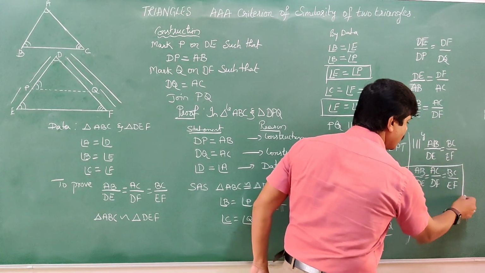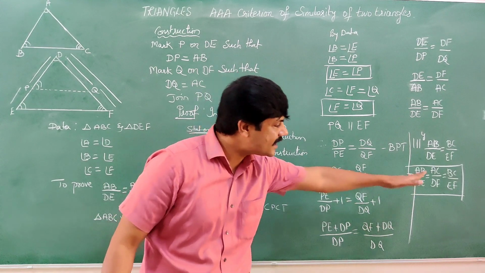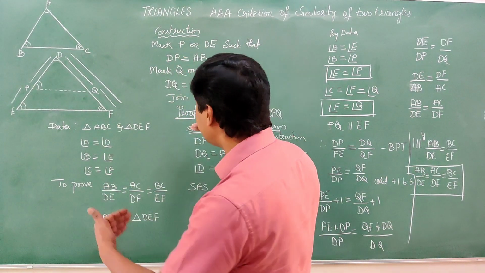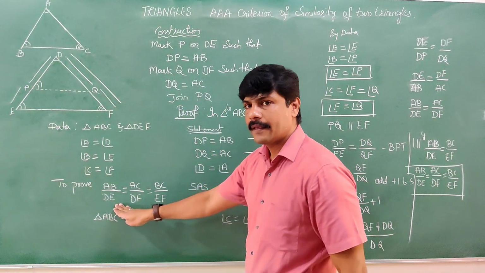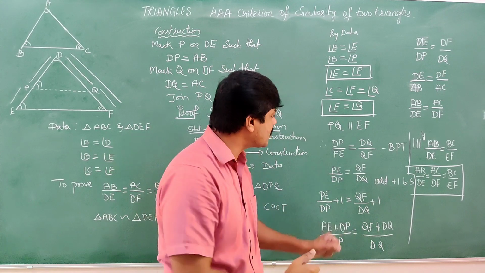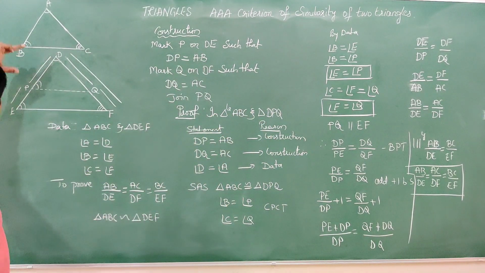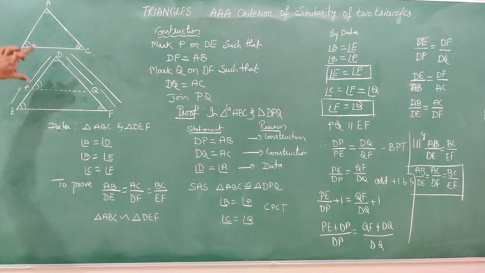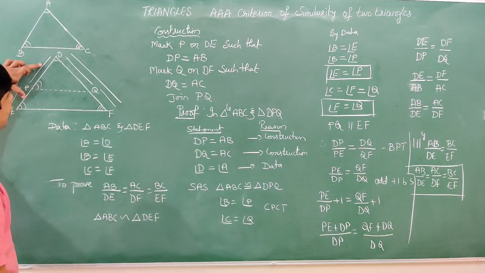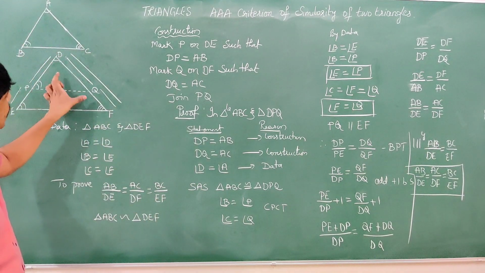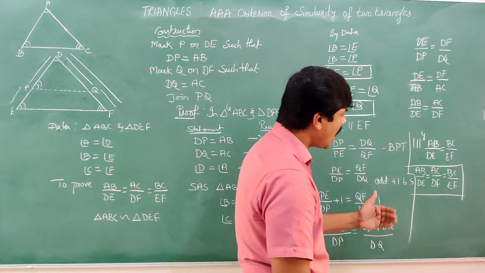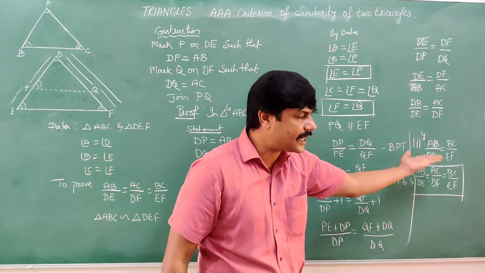And this is what we wanted to prove. What is the meaning? The meaning is that the corresponding sides are in the same ratio. Which are the corresponding sides? AB and DE are the corresponding sides, and they are in the same ratio. Take AB by DE, which is equal to AC by DF, which is equal to BC by EF. Corresponding sides are in the same ratio.